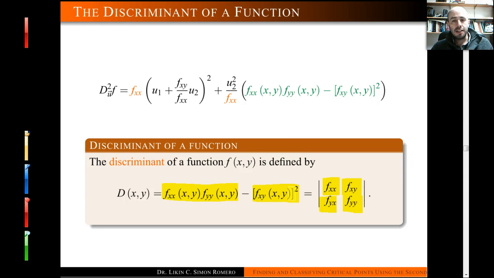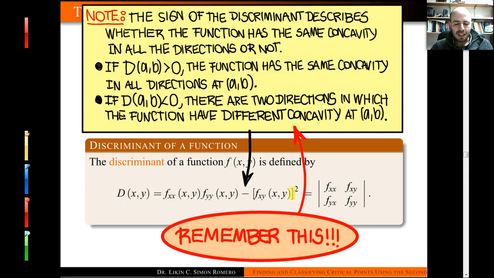So what does this discriminant represent? Well, the sign of the discriminant, you have to believe me on this, describes whether the function has the same concavity in all the directions or not. If the discriminant is positive, then the function has the same concavity in all the directions. If the discriminant is negative, there are two directions in which the function has different concavity.